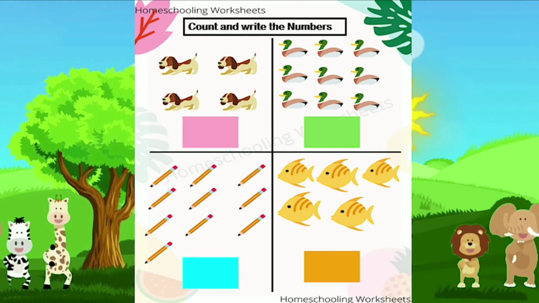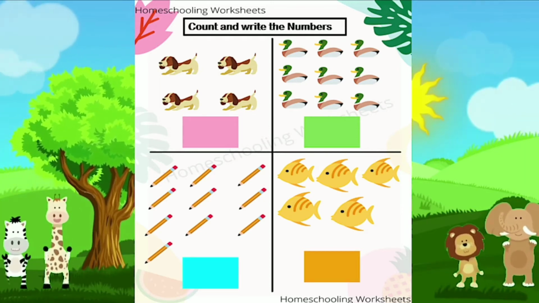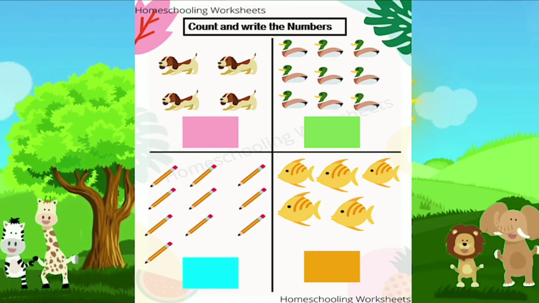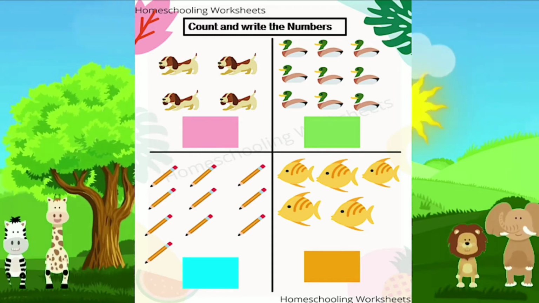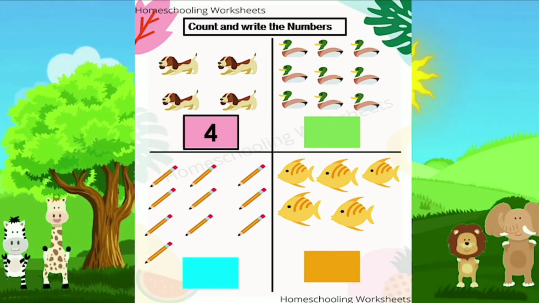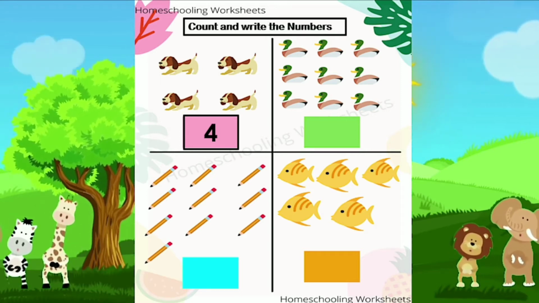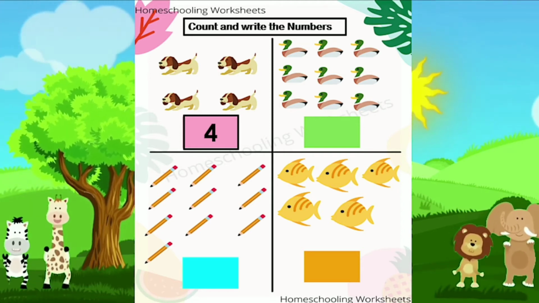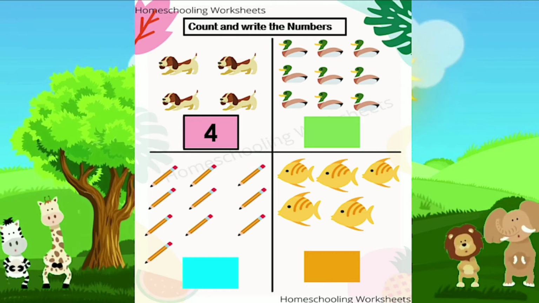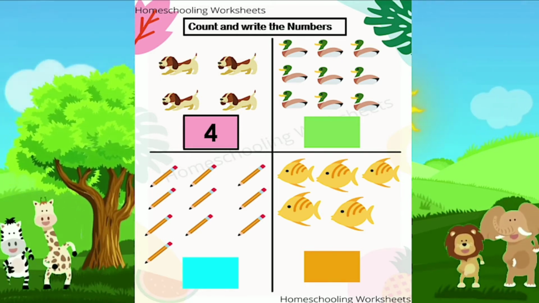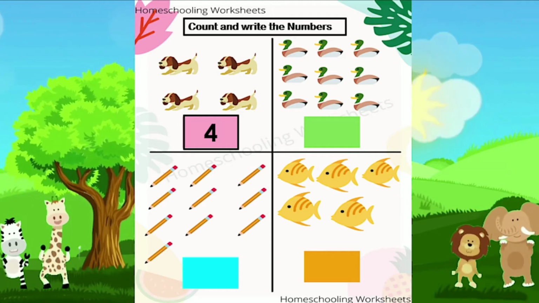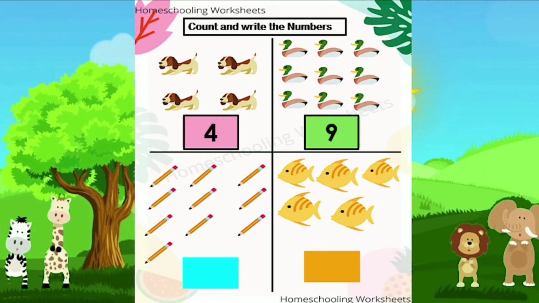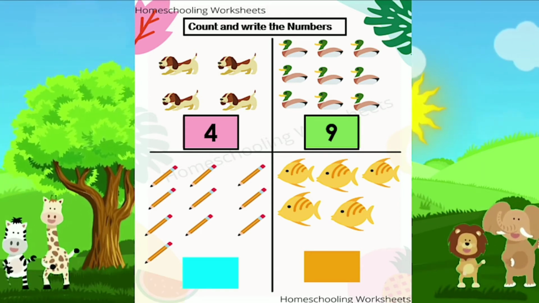Count and write the numbers. Now let's count how many dogs are there. Let's start. 1, 2, 3 and 4. 4 dogs are there. Now let's count how many ducks are there. Let's start. 1, 2, 3, 4, 5, 6, 7, 8, 9. 9 ducks are there.